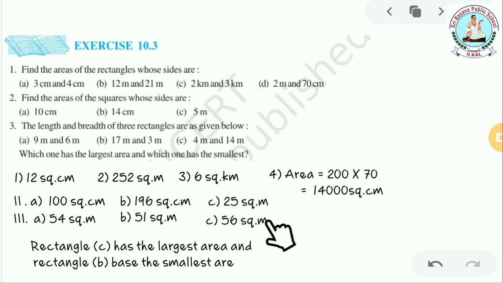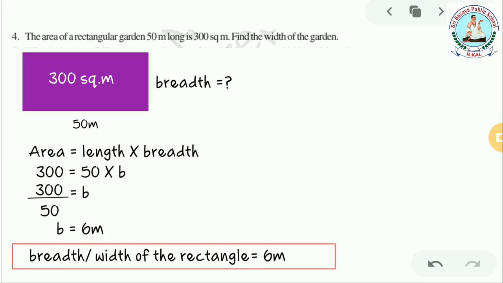So this is the rectangle with the largest area, and this is the rectangle with the least area. Let's move on to the next problem. The area of a rectangular garden is 300 square meter, and its length is 50 meter. Find the width of the garden.